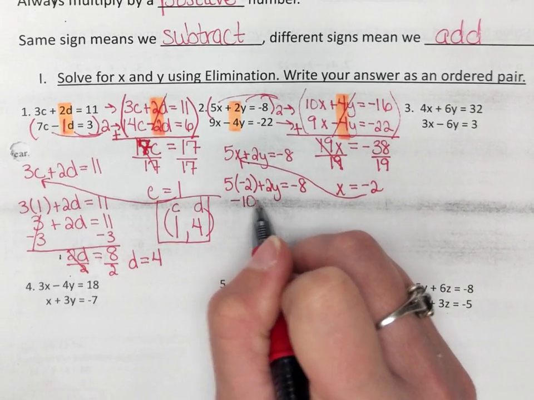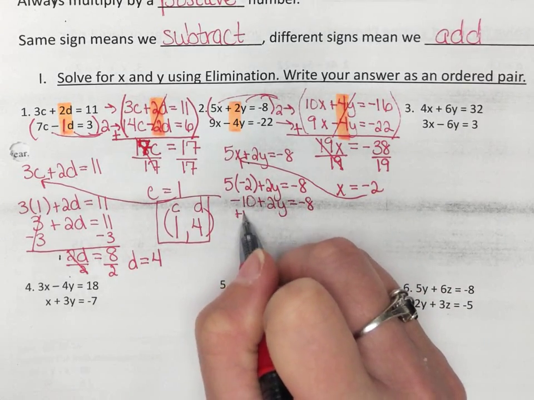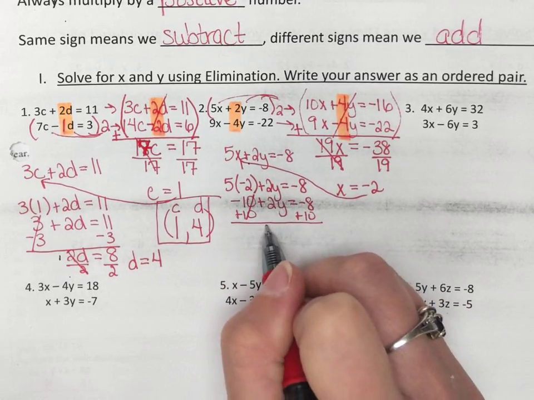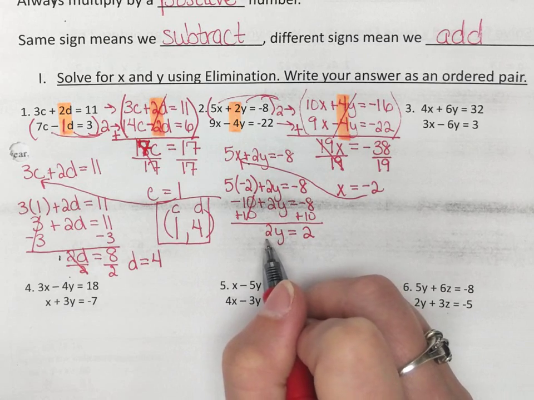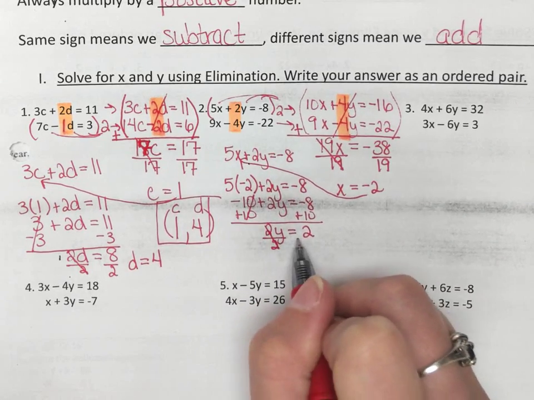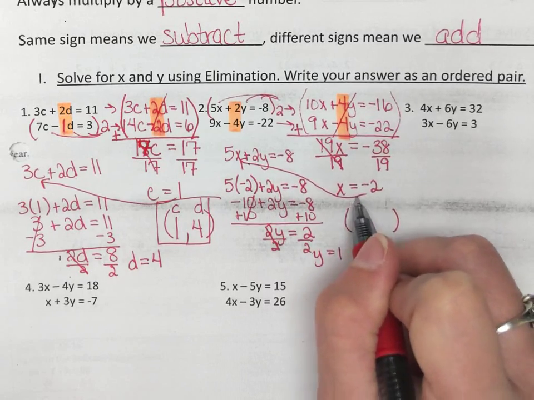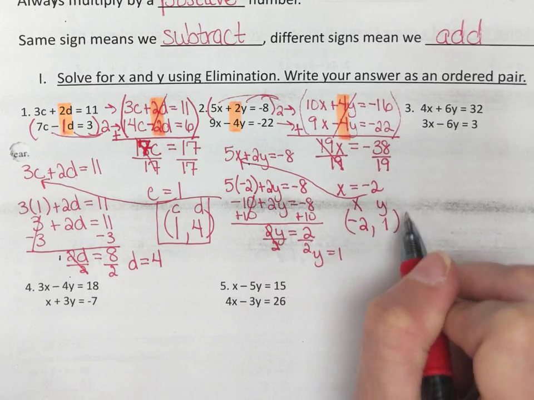So 5 times negative 2 is negative 10. Add the 10. Same thing we've been doing. So 2y equals positive 2. Divide by 2 and y equals 1. So my ordered pair is x and then y.